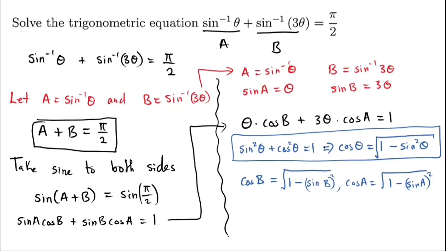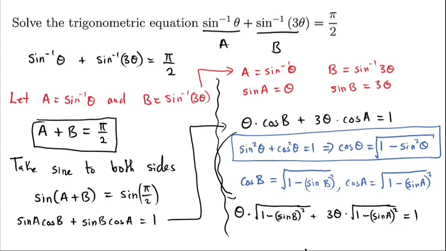So let's do the replacing now. Remember, we are here. We said that theta times cos b, which is the square root of 1 minus sine b squared, plus 3 theta times cos a, where cos a is the square root of 1 minus sine a squared, all this is equal to 1. So I've just carried on with this equation. That's the one that we're using right here.